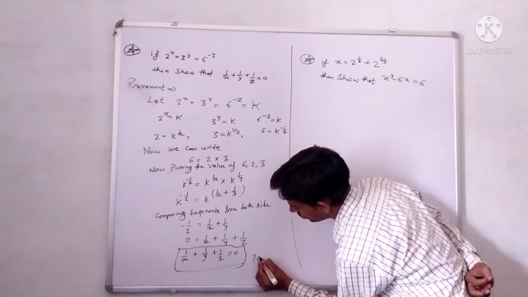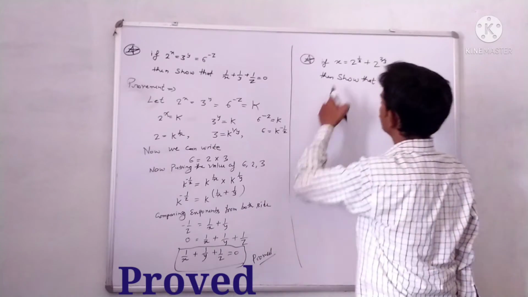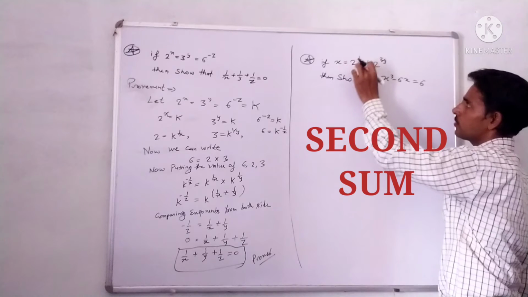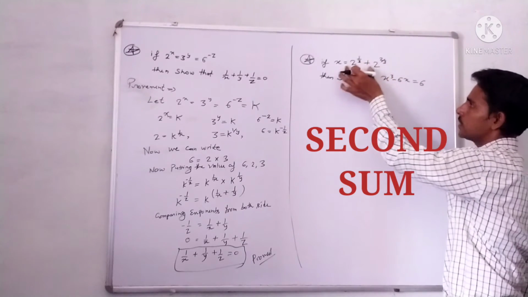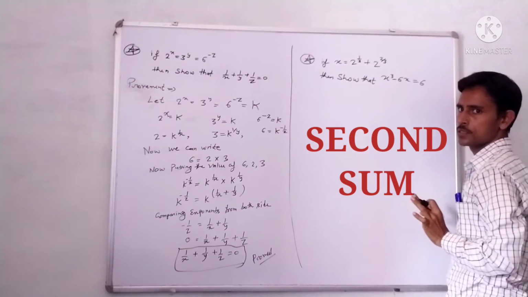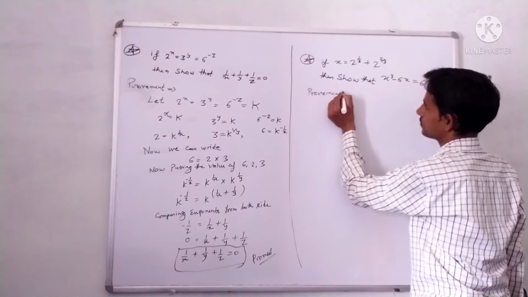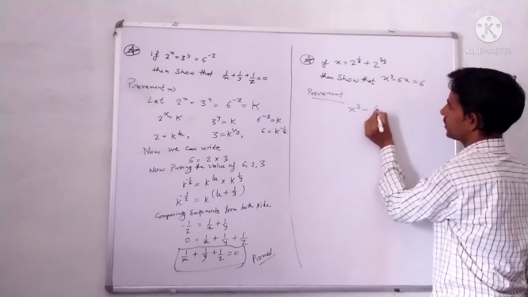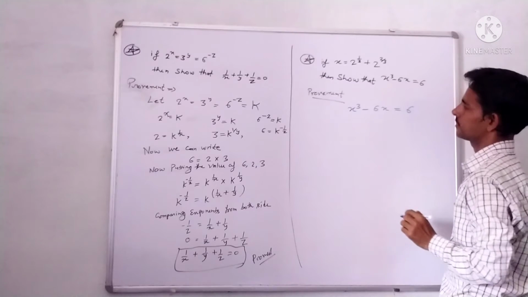So 2. Again in this question, value of x is given to us, that is x equal 2 power 1 upon 3 plus 2 power 2 upon 3, and with the help of this value we have to show x cube minus 6x equal 6. So we can write movement x cube minus 6x equal 6.